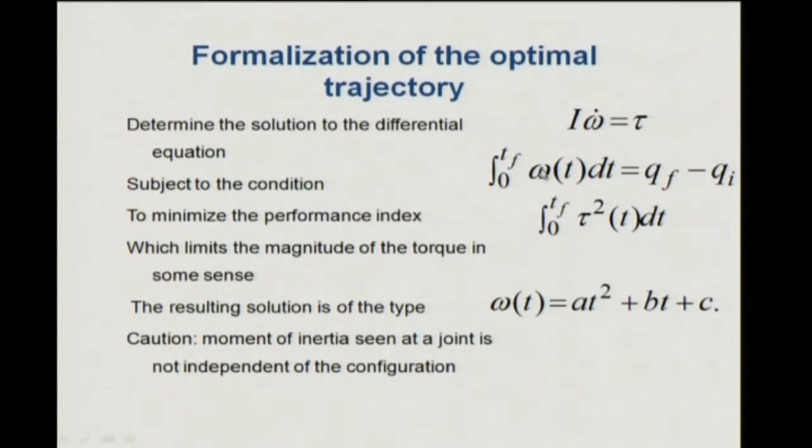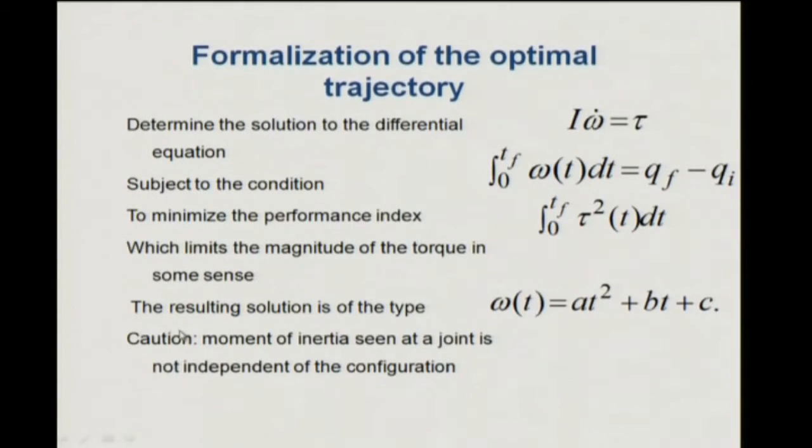Once I do not actually have to solve this equation subject to this condition, once I do not have to do all of these things and I tell you that the solution is of the type omega t is equal to at square plus bt plus c, then I am back to class 12. So, that is what we will do for the rest of the class.